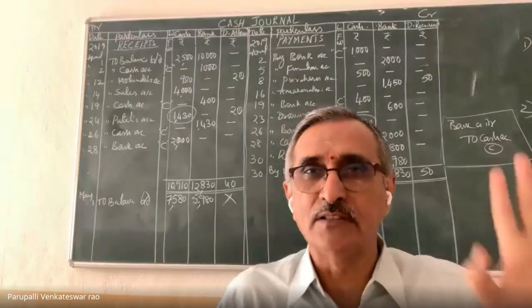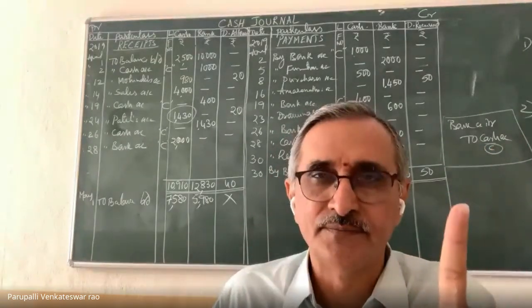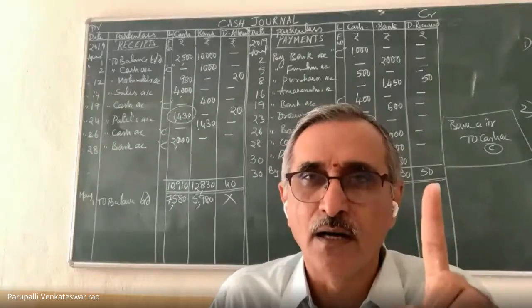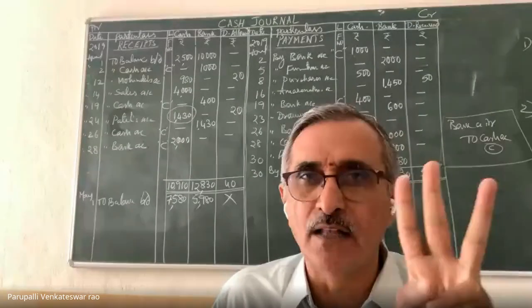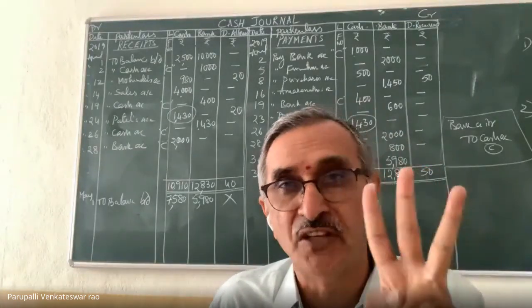Okay? Now this is over. In this problem, the contra entries, all three varieties are covered.